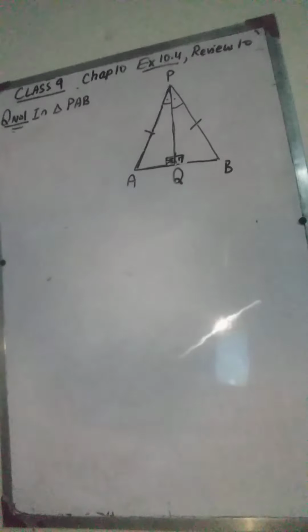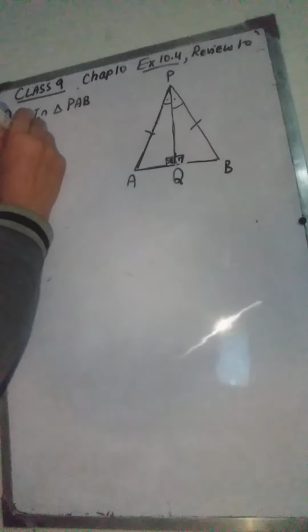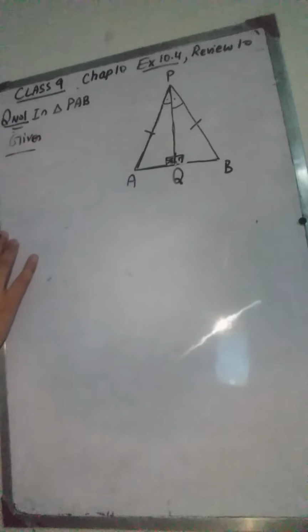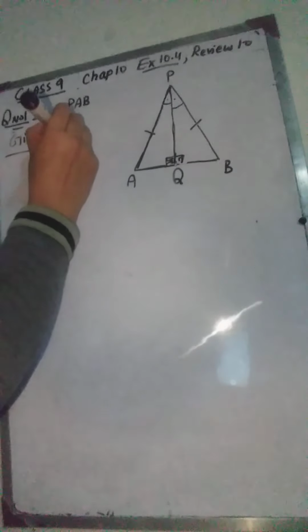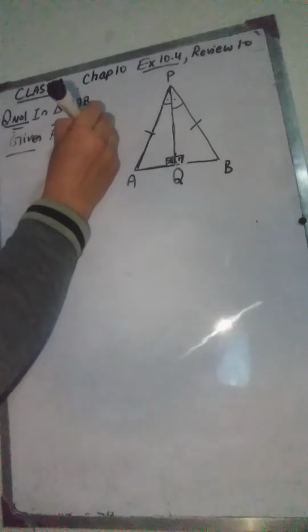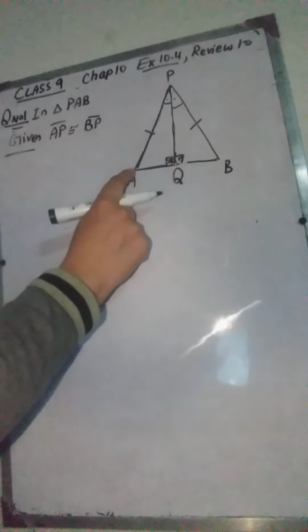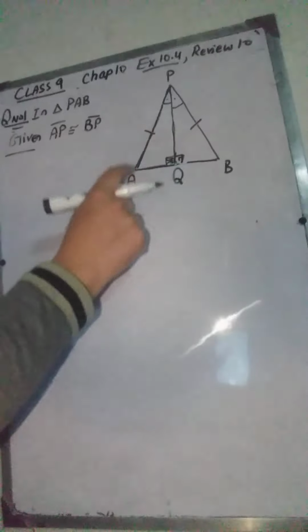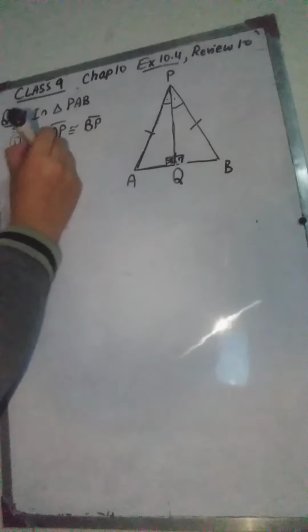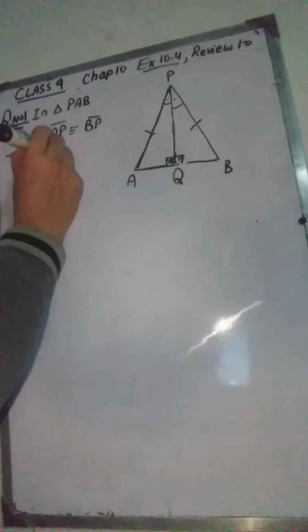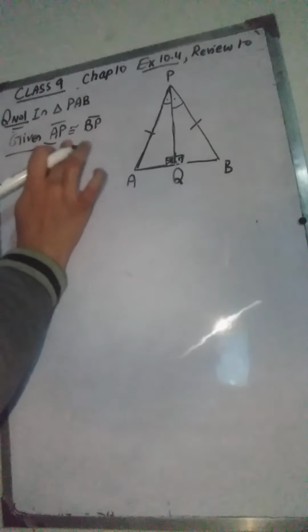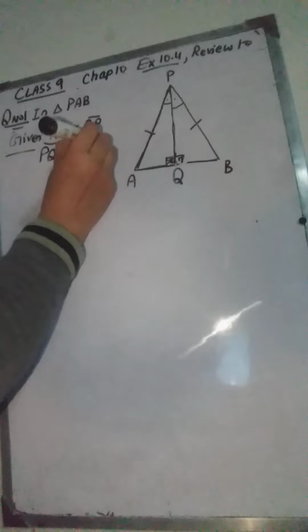Now we are given that AP is congruent to BP. Also we are given that PQ is perpendicular to AB, which gives us these two triangles, PQA and PQB. This triangle is congruent to this triangle. So PQ is perpendicular to AB, this is given to us.